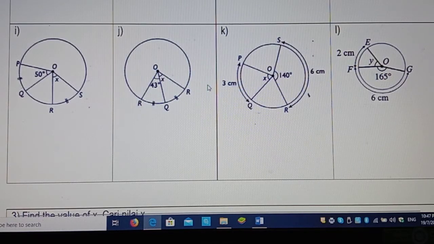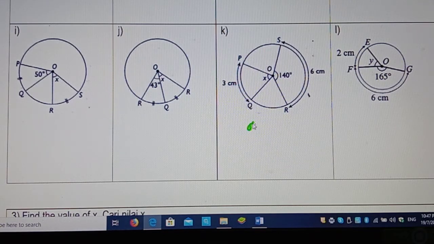The problem solving involving a central angle. Same length of arc, so the central angles are the same. So x equals 50. And this one, same length of arc also, so x equals 43. And this one you can see the length of the arc is double, so the angle here is double. So x equals 140 divided by 2.